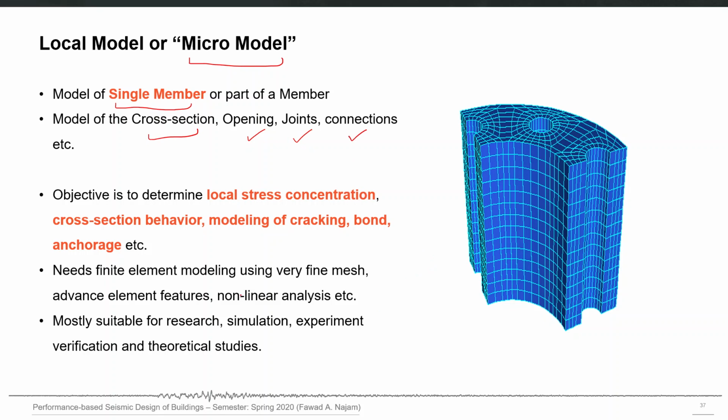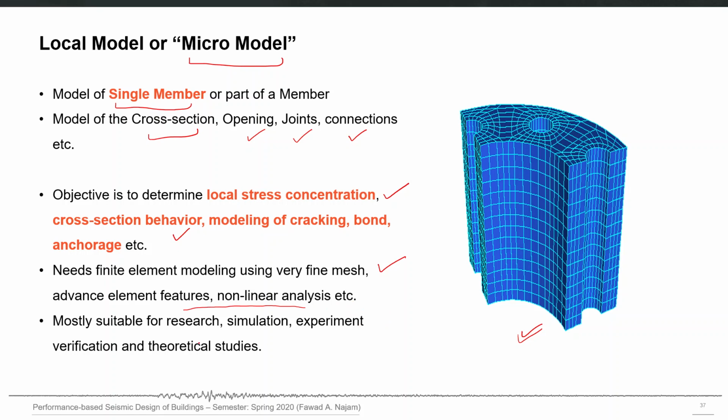The objective in this micro modeling is to determine the local stress concentrations, cross-sectional behavior, modeling of cracking, for example, the prediction of cracking, for example, the bond and anchorage studies. In all these cases, we will not model the complete structure itself, but we will model a part of that element only. For example, here in this model you can see it's a micro model of a mechanical assembly in which we need very fine mesh, and we also need the advanced element features. We may also go for nonlinear analysis if we want to go into that much detail.